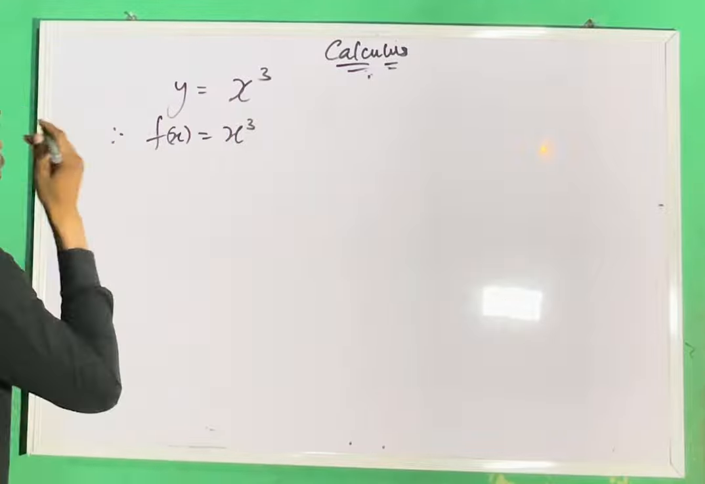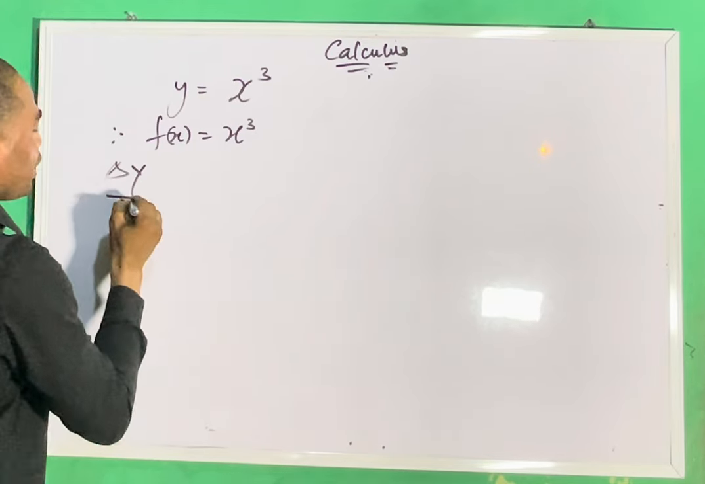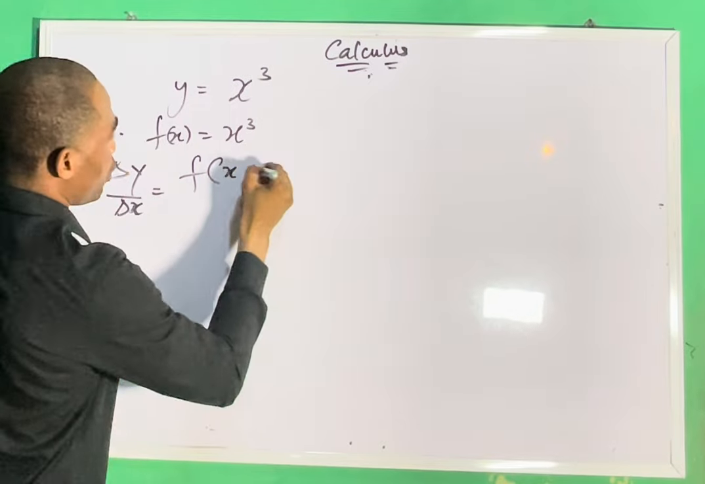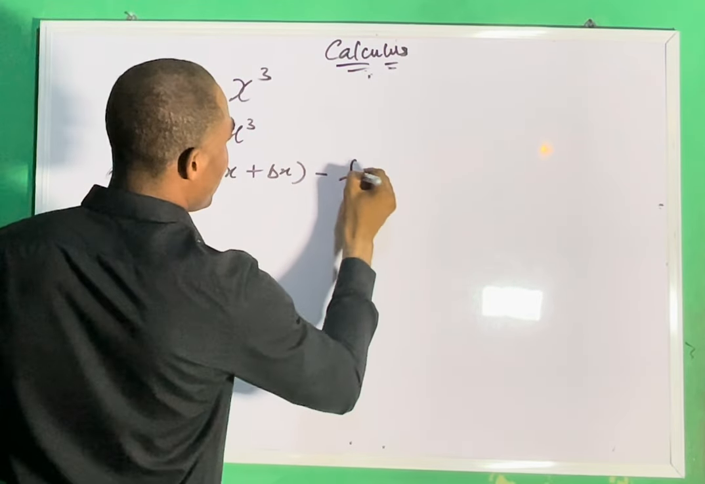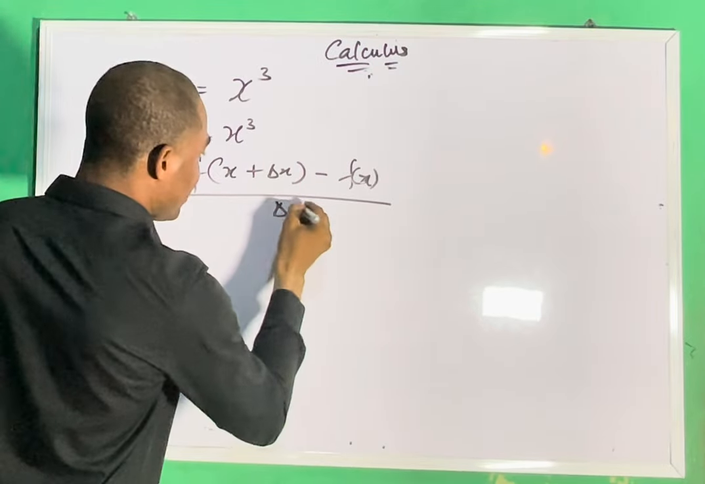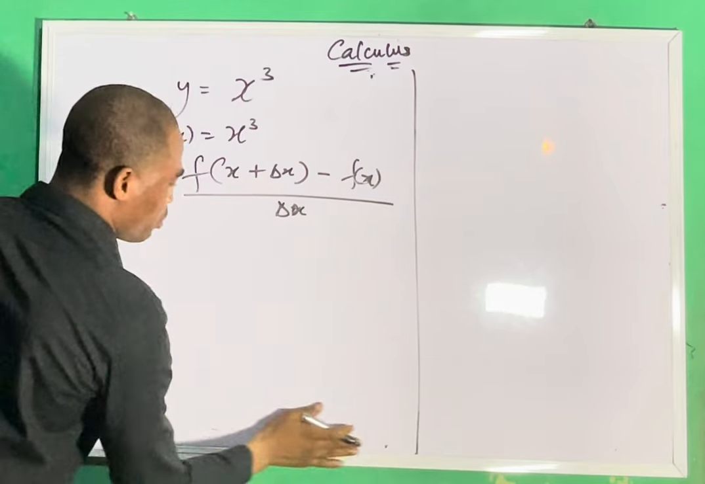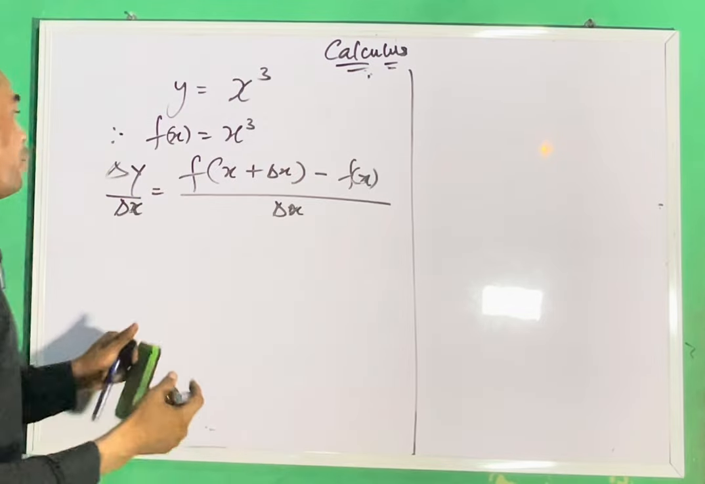Now, let's bring in the first principle equation. What is it? Change in y over change in x equals f of x plus change in x, minus f of x, all divided by change in x. This is the first principle function. Don't forget, you don't even need to cram it. Once you can prove it and get it the way we did, then you are free to go.